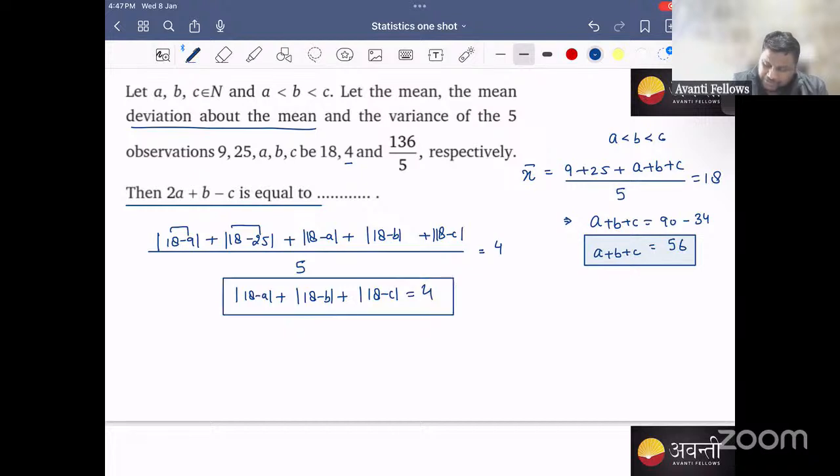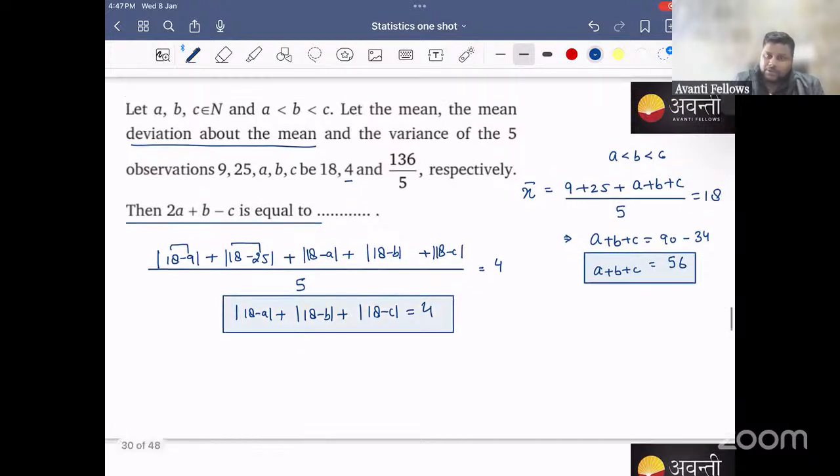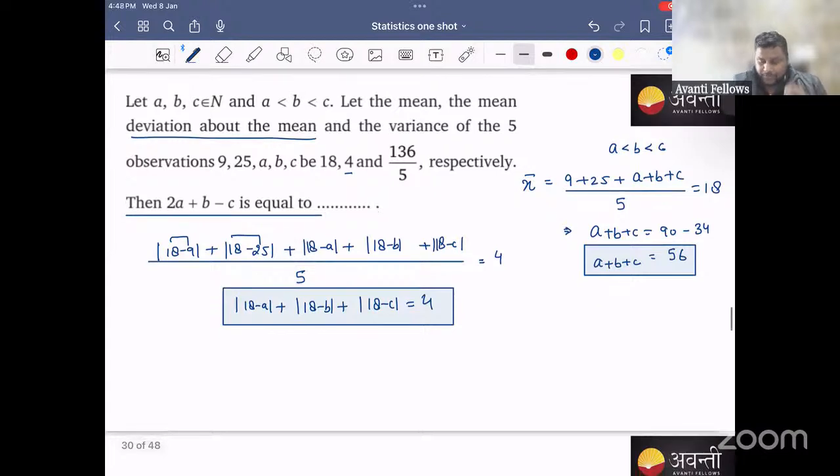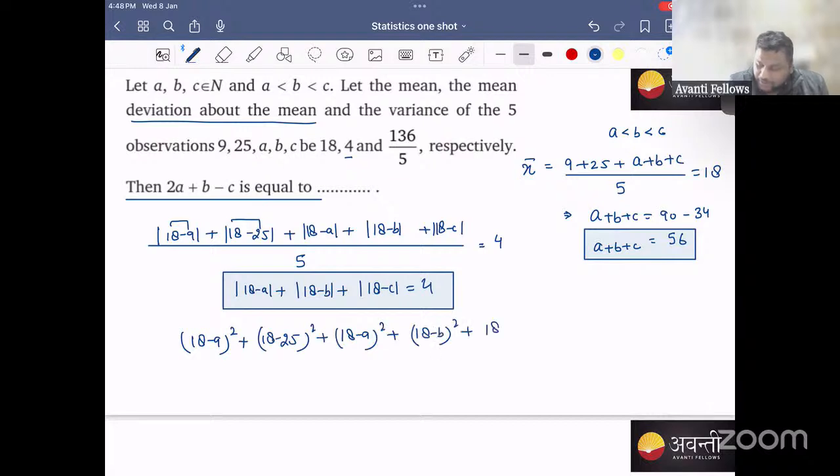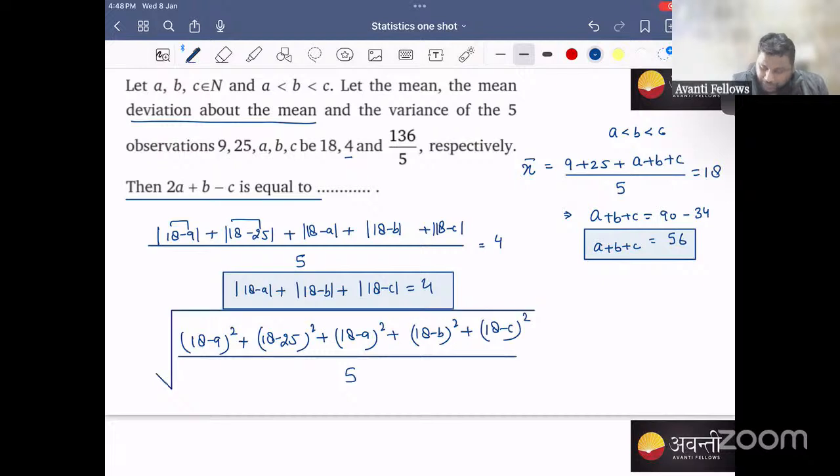Second equation in ABC, we got this. Now let's come to standard deviation. Standard deviation is first of all directly the square root of the mean of the squared deviations. So it is (18 minus 9) square, (18 minus 25) square, (18 minus a) square, (18 minus b) square, (18 minus c) square, whole divided by 5 and under root of this. This is what we call root mean square, RMS.